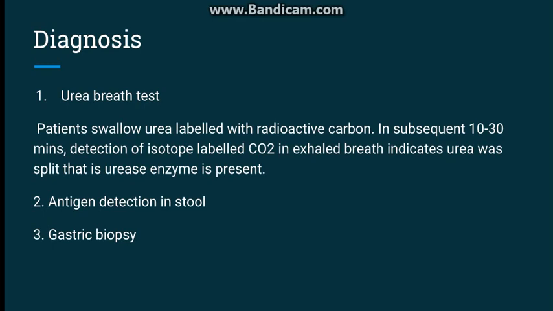Now going to the diagnosis. For the diagnosis, there are three tests which are done mostly. First is the urea breath test. In this test, the patient is told to swallow urea which is labeled with radioactive carbon. Now after 10 to 30 minutes, we will detect the presence of isotope labeled carbon dioxide in the exhaled breath, which will indicate that the urea was split because the urease enzyme is present due to the presence of the H. pylori bacteria. Second is the antigen detection in the stool, which can be done using PCR also. And last is the gastric biopsy.